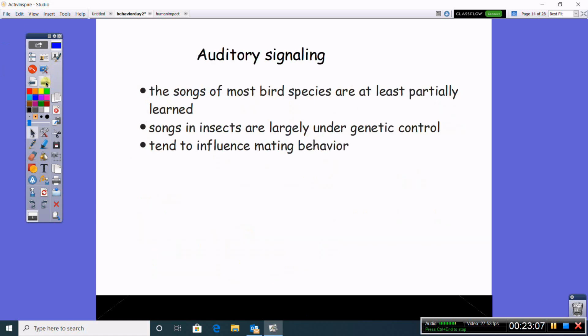Okay, and then the last one we're going to look at in this section is auditory signaling. Okay, it just says the songs of most bird species are at least partially learned. Songs in insects are largely under genetic control, and this signaling tends to influence mating behavior.